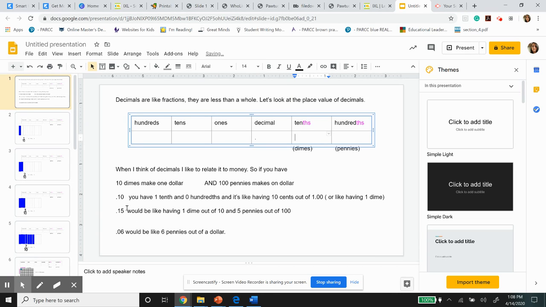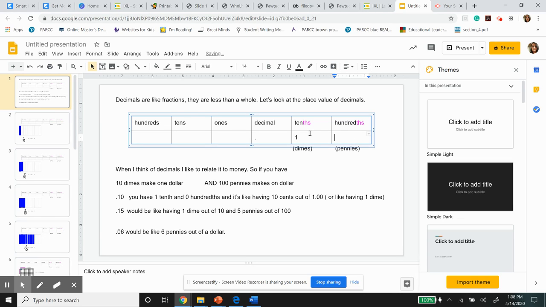Now if let's say I had 1 5. Okay. So I have 1/10, which is like a dime, and then 5 pennies, which is 5 cents, right? So this would be like 15 cents, and we would say 15 hundredths, because we're looking at what column we end in here, okay?